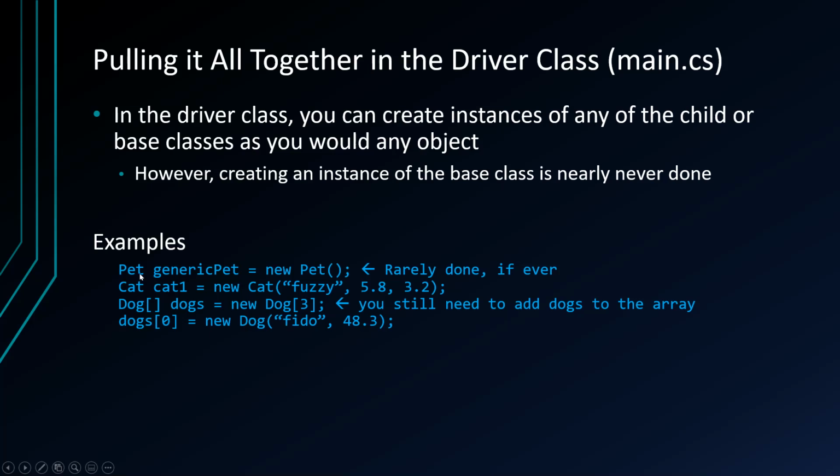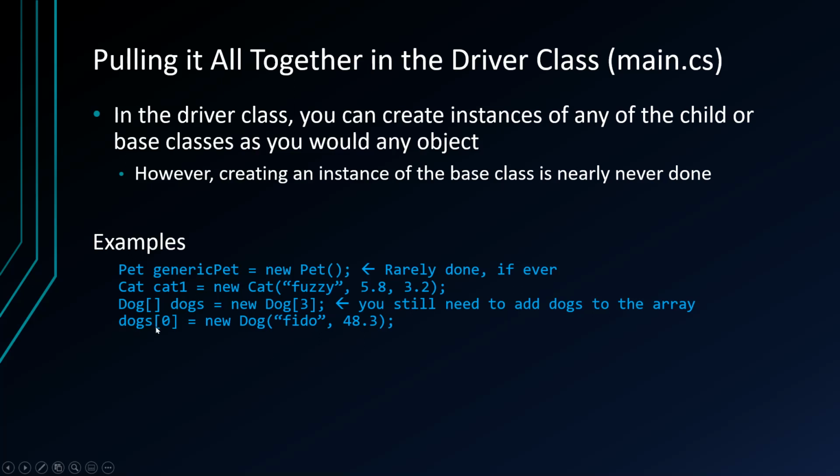So if I had a pet, I could create a pet called generic pet, and I could just say new pet. Now this would be doing a default constructor for pet, which we didn't create, so that would cause another problem. cat1 is equal to a new cat named Fuzzy, who's 5.8 pounds and can jump 3.2 feet. Now look at this. Now I have an array of type dogs. I've created it to be a size of 3. There's no dogs in this array. This is just a container that can hold 3 dogs. Think of it like a kennel.